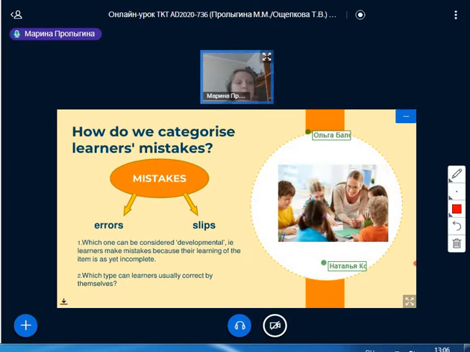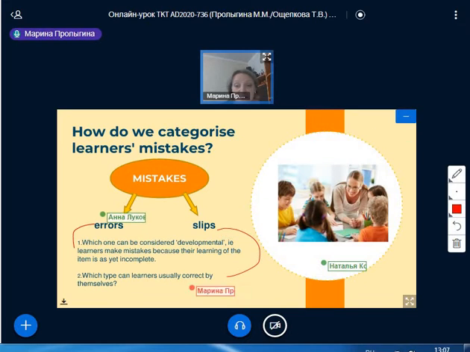So, switch on your microphones, share your ideas. Well, any ideas? Who would like to start with it? So, what about the first description? It is about which one can be considered developmental. For example, learners make mistakes because their learning of an item is as yet incomplete. What do you think of that?